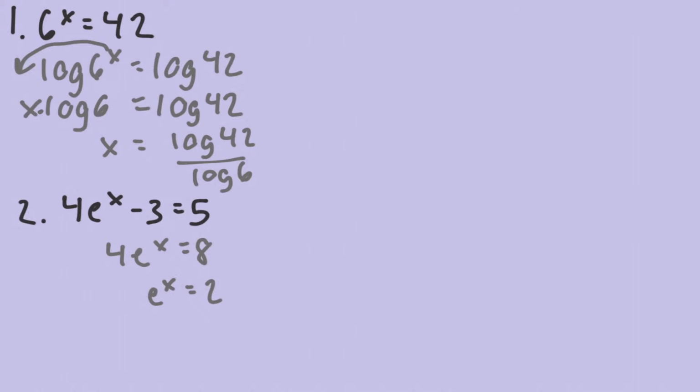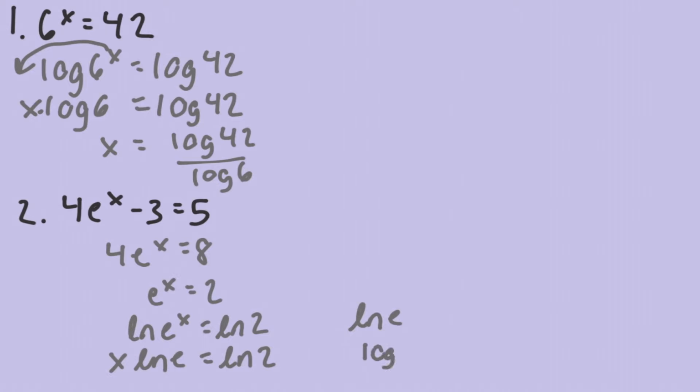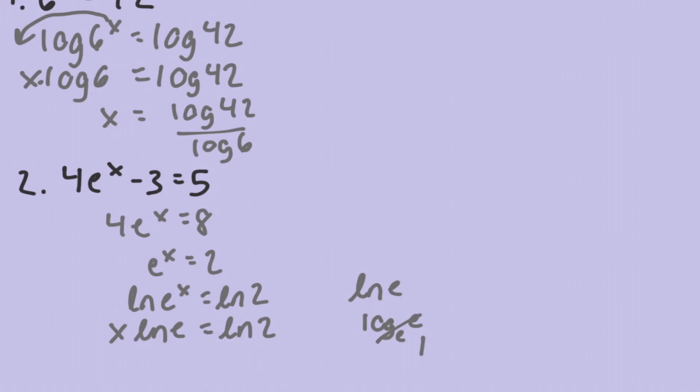Whenever you see an e in the problem, I would actually take the natural log of both sides. You're going to end up with the same answer, but your answer is just going to be cleaner if you're giving an exact answer. Now we can expand, so we can bring the x out front. And the reason our answer is going to be cleaner now is because natural log of e, that's the same as log base e of e, which is 1. So natural log of e, whenever you see that in the problem, you can change that to 1, which means x equals natural log of 2.